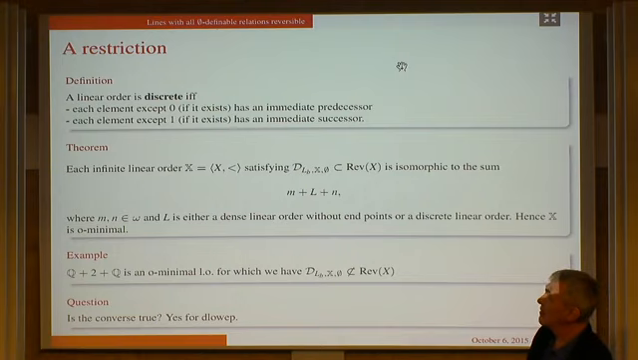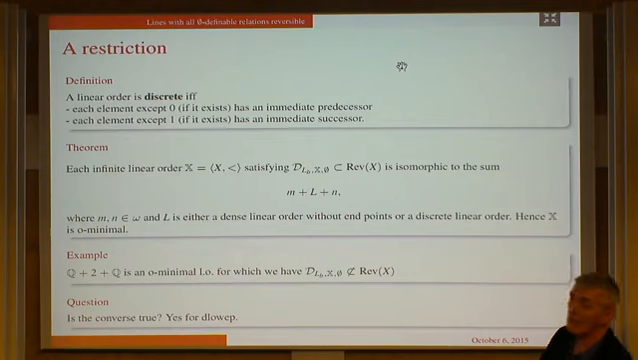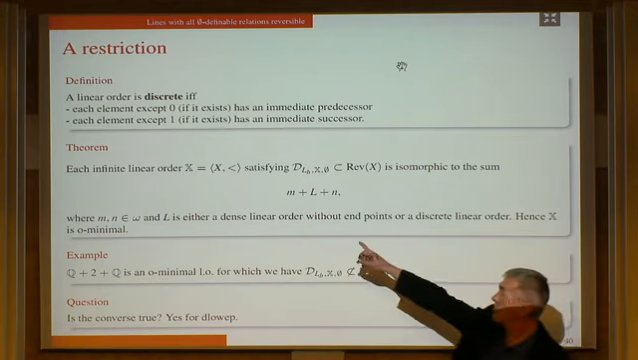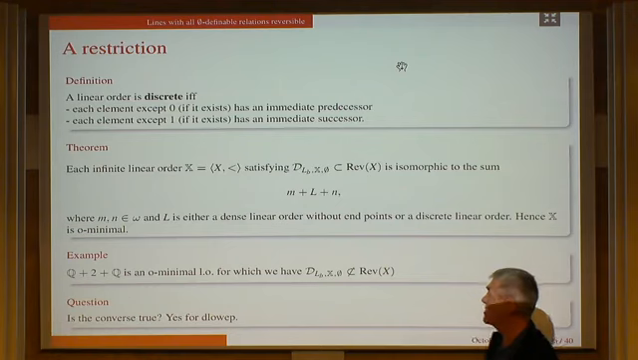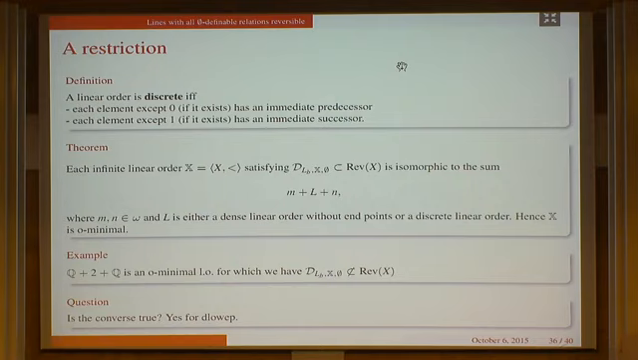if X is a linear order such that all definable relations are reversible, then it must be isomorphic to the following sum: m plus n plus L plus n, where m and n are in omega, it can be 0, of course, and L is either a dense linear order without endpoints or a discrete linear order. The definition of discrete is given.